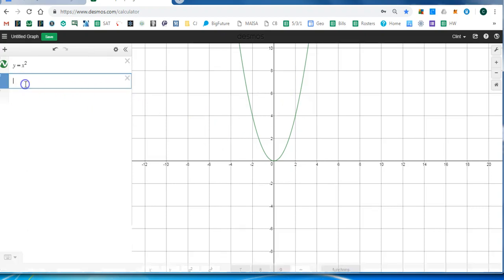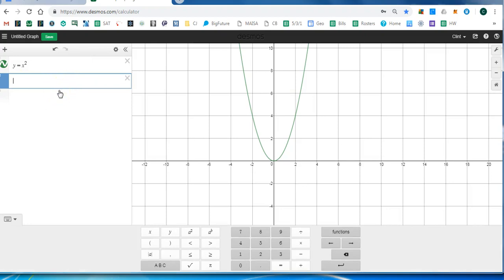To show you left and right, if I put a plus or a minus inside the parentheses, so I go y equals parentheses x, let's just do minus 4, parentheses squared. You'll notice my parabola shifted to the right. And you can tell that because if you substitute 4 for x, you get 4 minus 4 is 0. 0 times itself is 0. And you get this ordered pair, 4, 0.